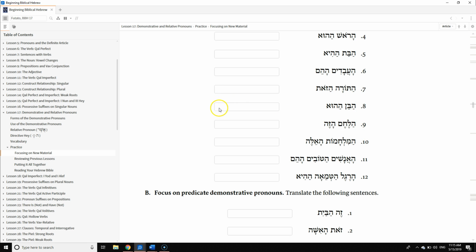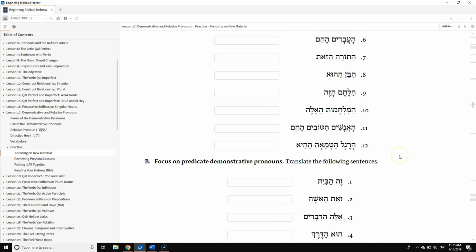We don't need to include the word the in our English translation because the demonstrative actually definitizes the noun in English. So we don't need an extra definite article. Halechem, hazeh. This is going to be the word for bread. So the bread, this would make it this bread in English. Number 10, hamilchmot ha'ela. Hamilchmot ha'ela is going to be the battles, these. So these battles would be our English translation.